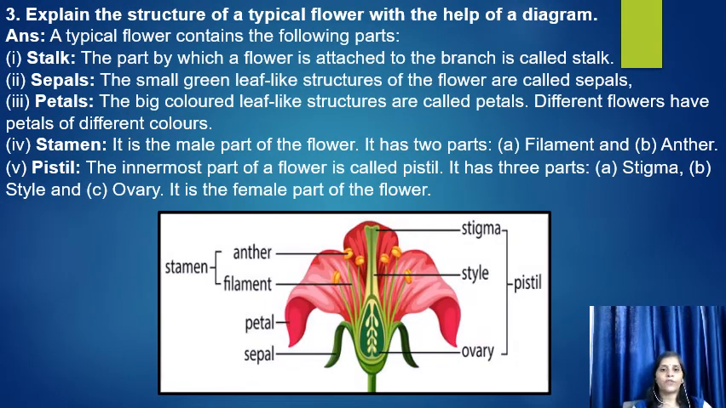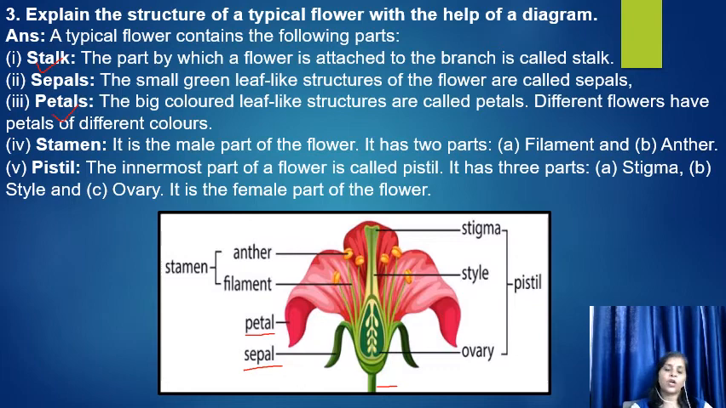Explain the structure of a typical flower with the help of a diagram. Yes, we have to draw a diagram of a flower and then explain the various parts as we all know about it. Stalk: the part by which the flower is attached to the branch is known as the stalk. Sepals: the green leaf-like structures of the flower. Petals: the big colored leaf-like structures, the most attractive part of the flower. These are known as petals.